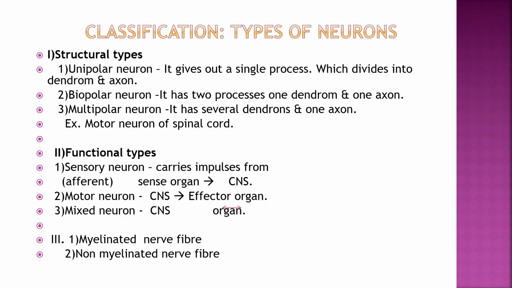And the motor fiber, which carries impulses from central nervous system to the effector organ where we have to take the action, that is muscles. So it is called as motor neuron. And the mixed fibers, they contain both the parts of the sensory and motor fibers. Third type is according to the myelin sheath. They are divided into myelinated nerve fibers or non-myelinated nerve fibers.